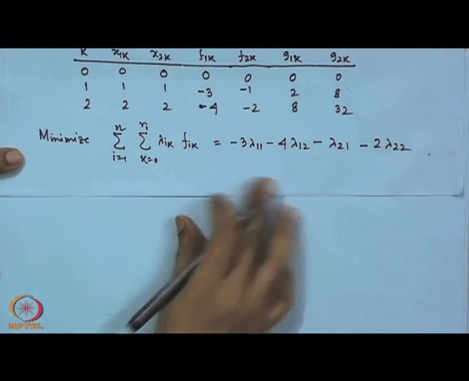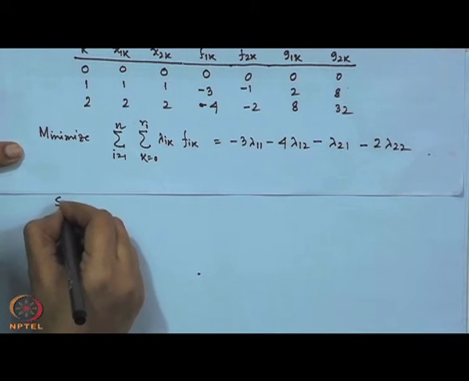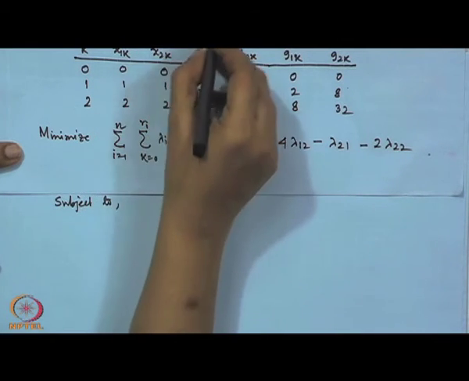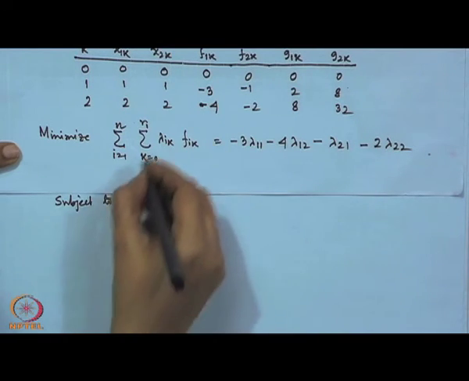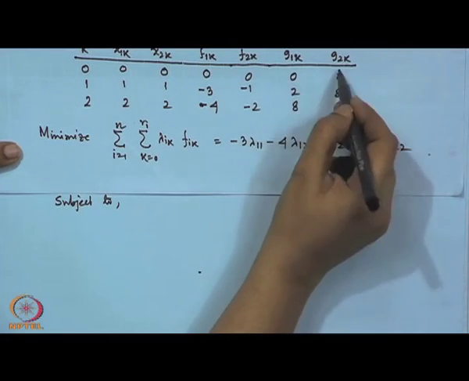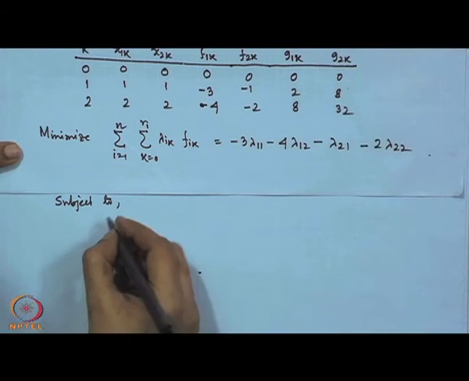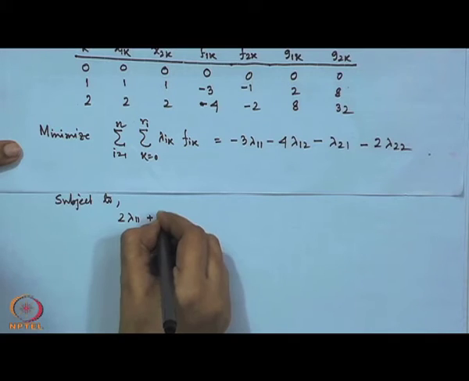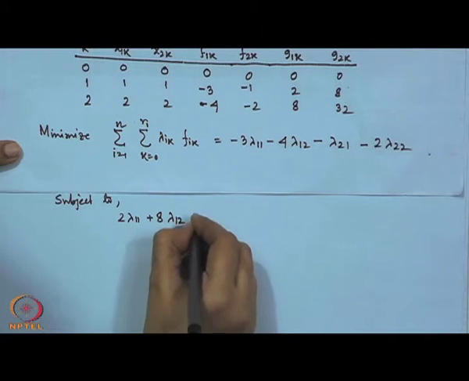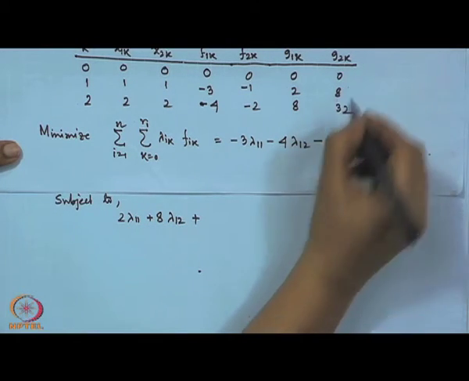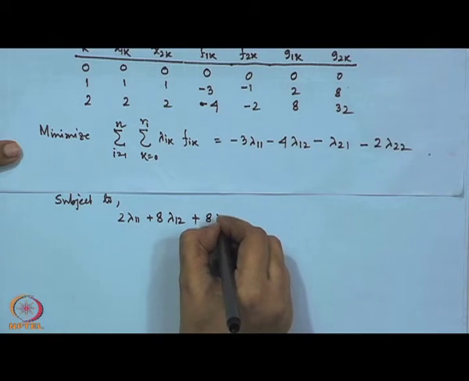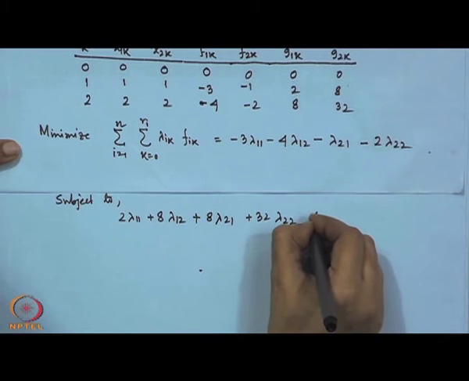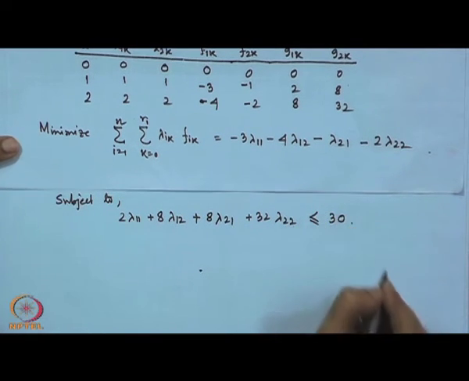And what about the constraint? Subject to, this constraint we can write down as the combination of lambda 10 into 0, lambda 11 into 2, lambda 12 into 8, plus lambda 21 into 8 and 32 into lambda 22, less than or equal to 30.